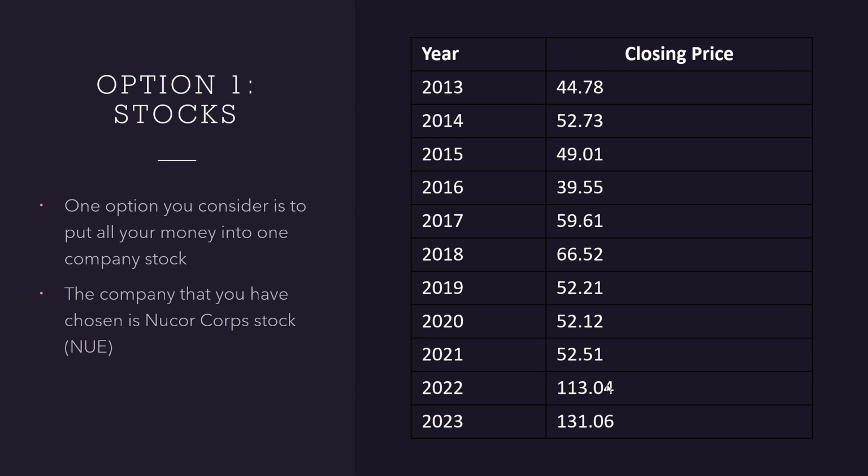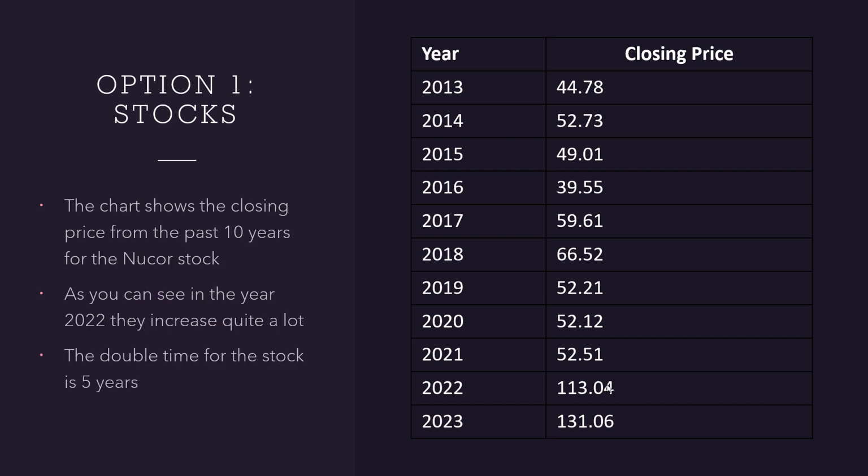Option one is stocks. One option you can consider is to put all your money into one company's stock. The company I have decided to use here is Nucor Corporation's stock, which, as you can see in the chart to the right, does pretty well. The chart shows the closing price from the past 10 years. In 2022 it increased quite a lot from the previous year, and the doubling time for the stock is 5 years.